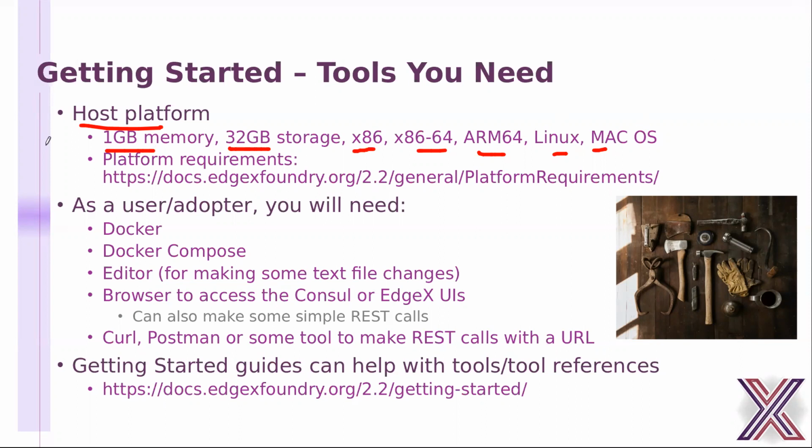In addition to the host platform, what else do you need? Well, you're going to need Docker and Docker Compose. If you are going to be using the Docker containers, you need to be able to have the engine to run those. And you need some sort of editor just for making small text changes in things like a configuration file. You'll need a browser to be able to access the user interfaces of EdgeX, which we'll see. And you'll need some sort of tool to make REST calls. I like something as simple as curl, which you'll see in the exploration today. But if you're a fan of something like Postman or some other more industrial strength REST calling tool, then have at it. It should work with EdgeX because we use standard REST type of calls out of the box.